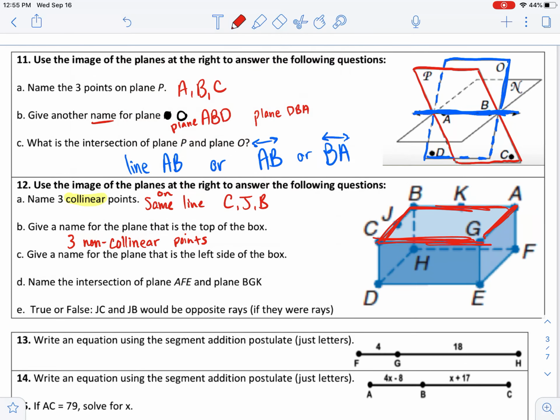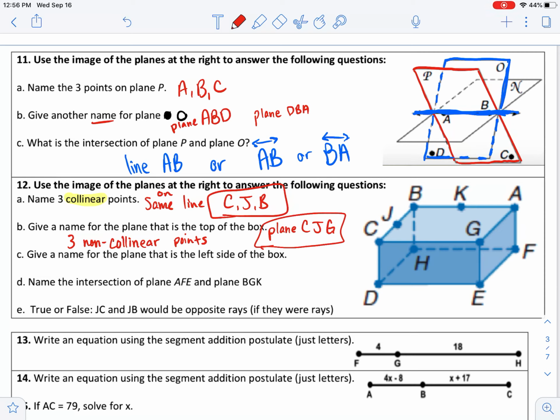But if I wanted to name my plane, I could pick C and J, and then I could pick G. That would work because C, J, and G do not form a straight line. They've got that 90-degree angle. So that's one way to name your plane. Or I could use C and J and A, or C and J and K, or K, G, A. All of those would work. So this is just one of many names you could give the plane.